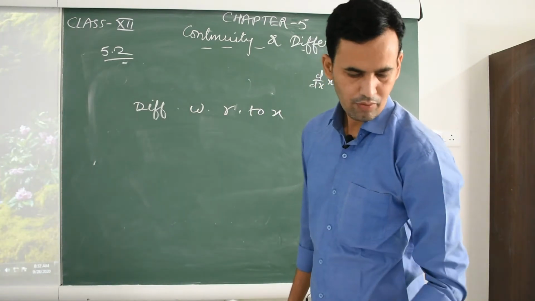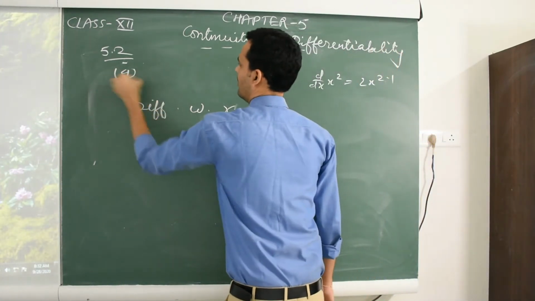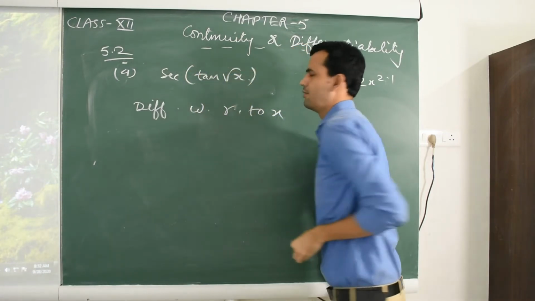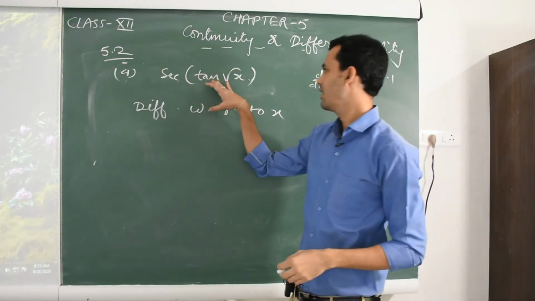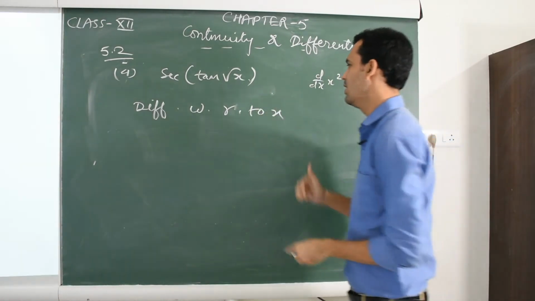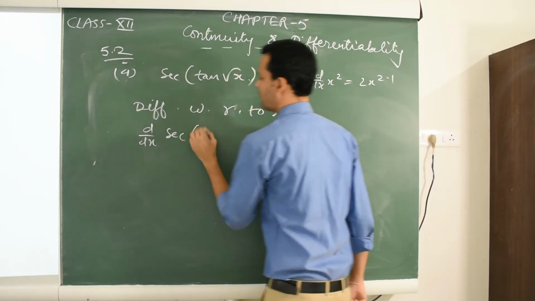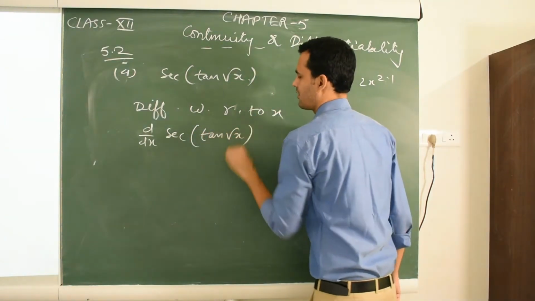Question number 4. sec(tan √x). So first differentiate with respect to x. So d/dx of sec(tan √x).